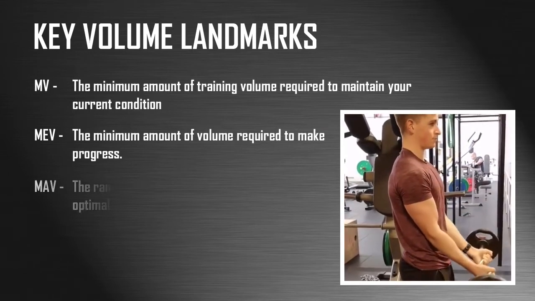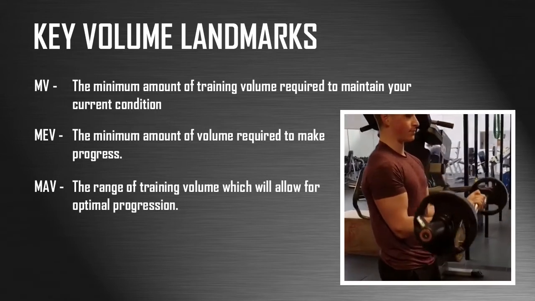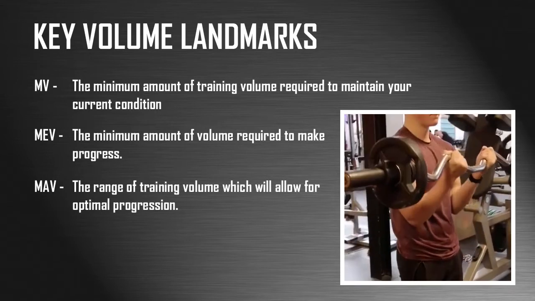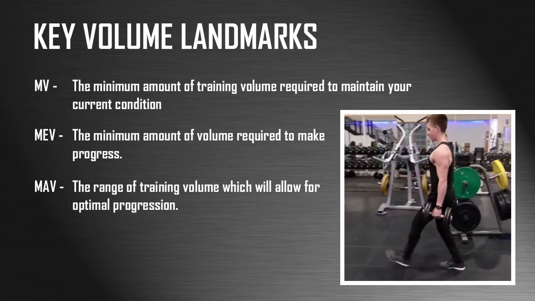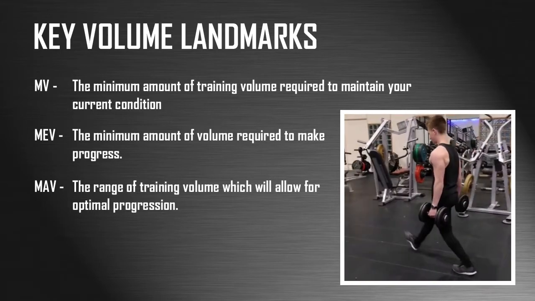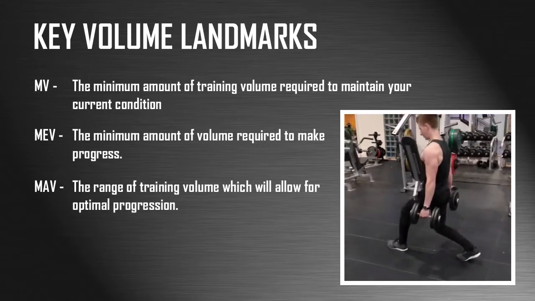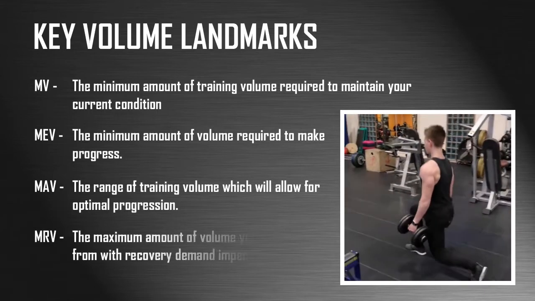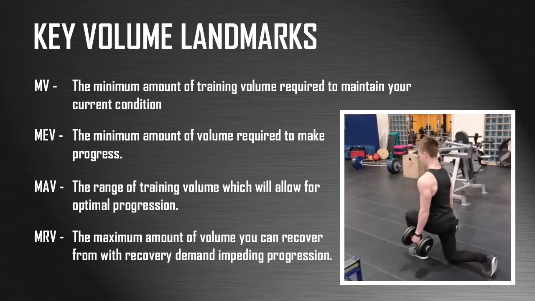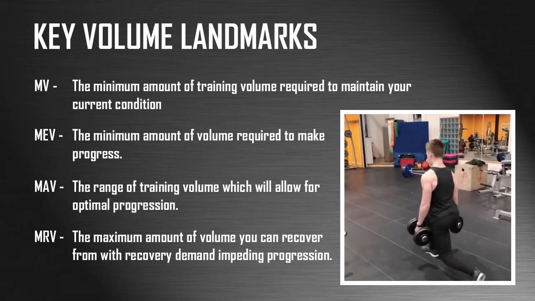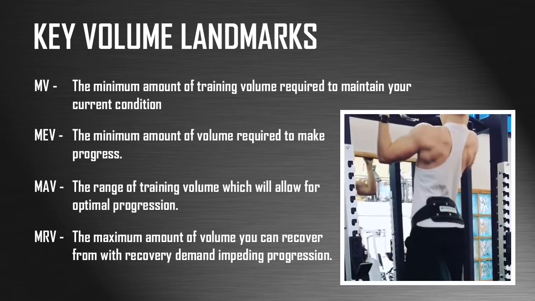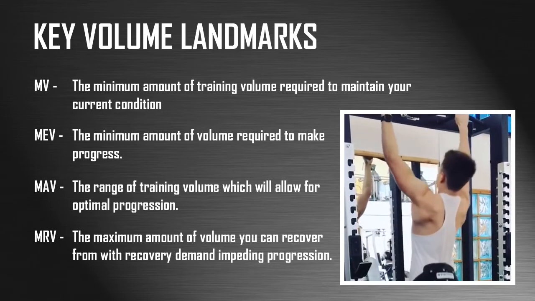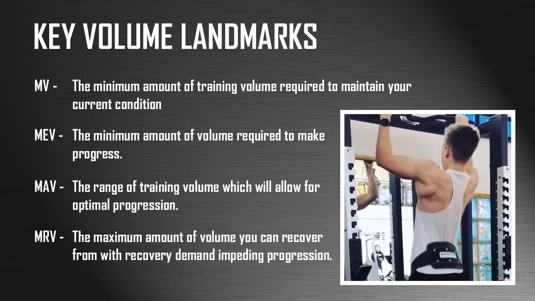Next up is MAV, and this stands for maximum adaptive volume. This is generally a volume range rather than a specific number, and this is the amount of training volume which will allow for optimal progression. And lastly is MRV, maximum recoverable volume. This is where recovery demand from training becomes too high to allow for sustainable progression. The maximum amount of volume you can do while still recovering, basically.